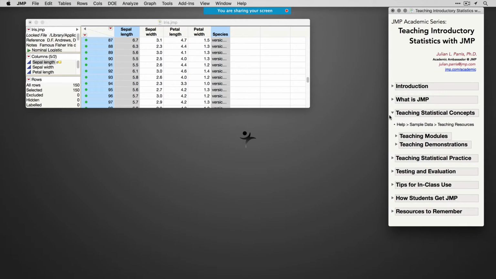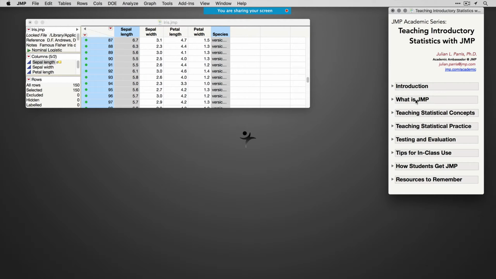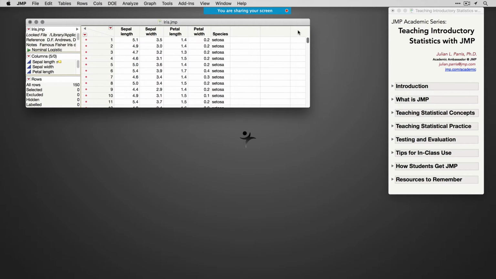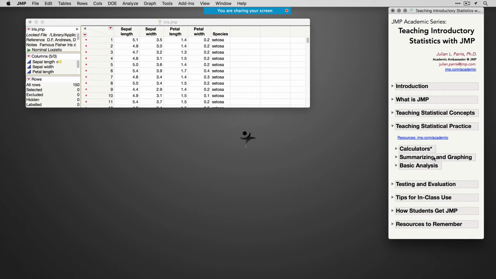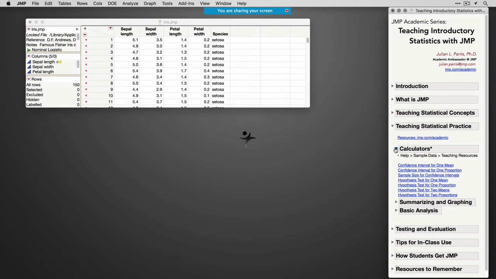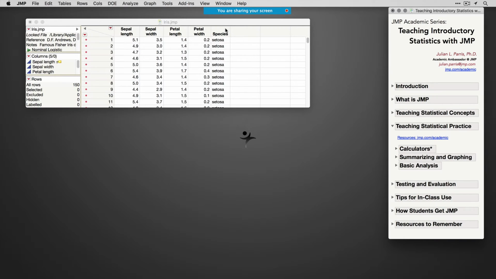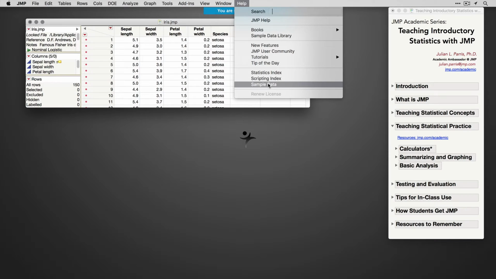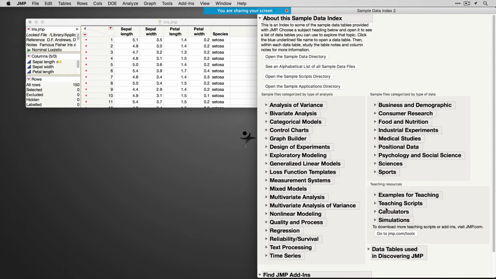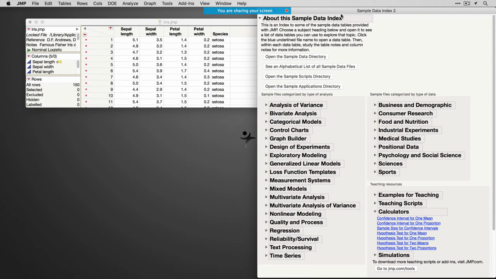Right, so those are a lot of tools in JMP for teaching statistical concepts. Now, the great thing about JMP in general is that statistical concepts are pretty visible even when you're teaching statistical practice. What I mean by this section is how do we teach how to actually carry out data analysis within JMP? I will point out there are some calculators built into the software. These are, again, under Help, Sample Data, Teaching Resources. Let me show you where they are. We're going to go under calculators here under Teaching Resources.